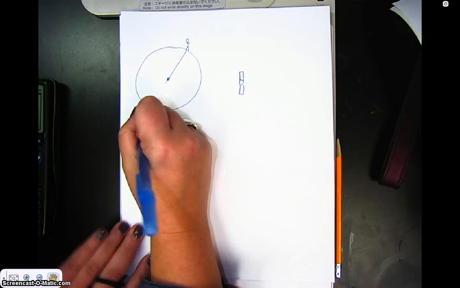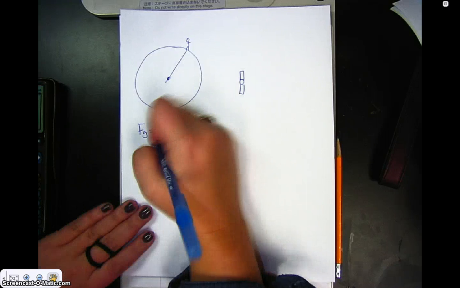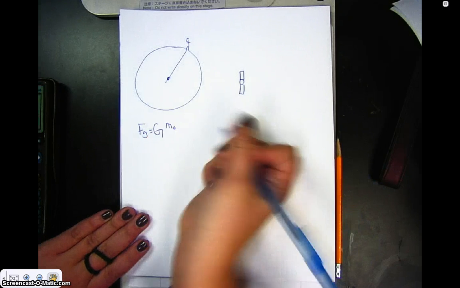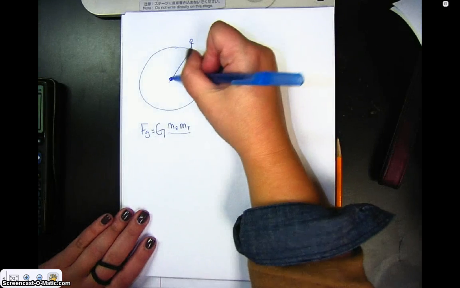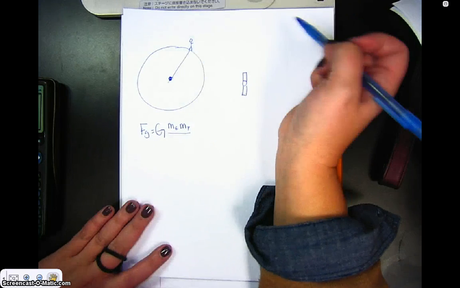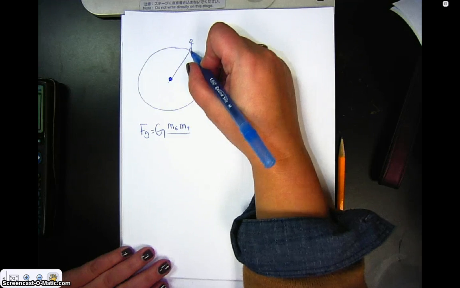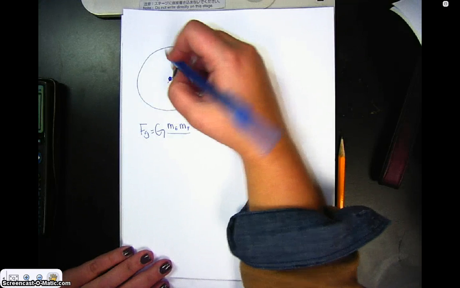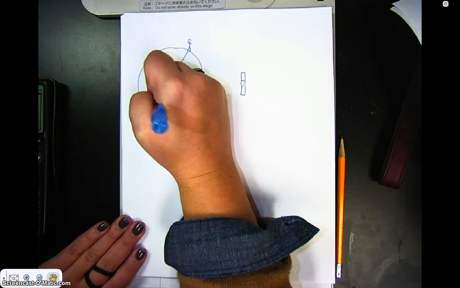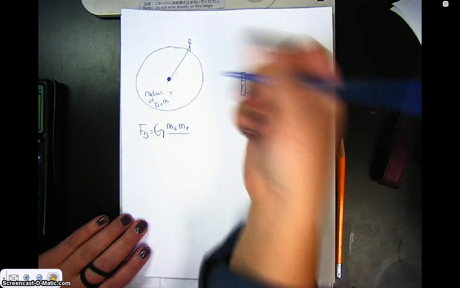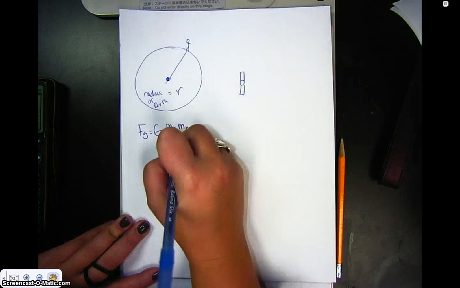If we were to have our force due to gravity, we would have a gravitational constant times the mass of the Earth, and then the mass of the person over the distance between their centers of mass. A person is so relatively small that their center of mass is negligible to that of the Earth. So in this case, the radius of the Earth is equal to the r on the bottom, so we would have our r squared.